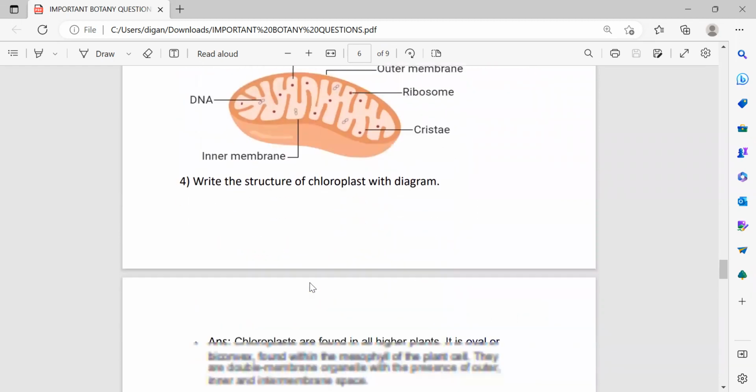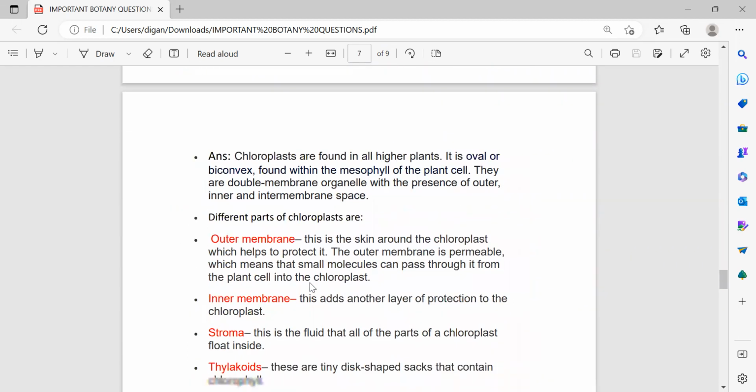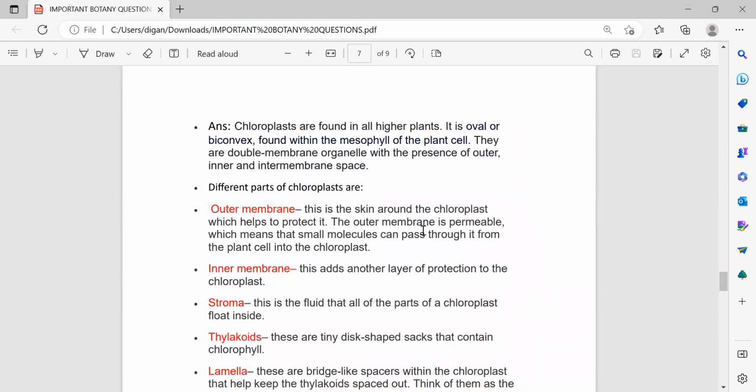Write the structure of chloroplast with diagram. So chloroplast is found in all higher plants and it is oval and biconvex and it is a double layer cell. The different parts of chloroplast are outer membrane, inner membrane, stroma, thylakoid and lamella.